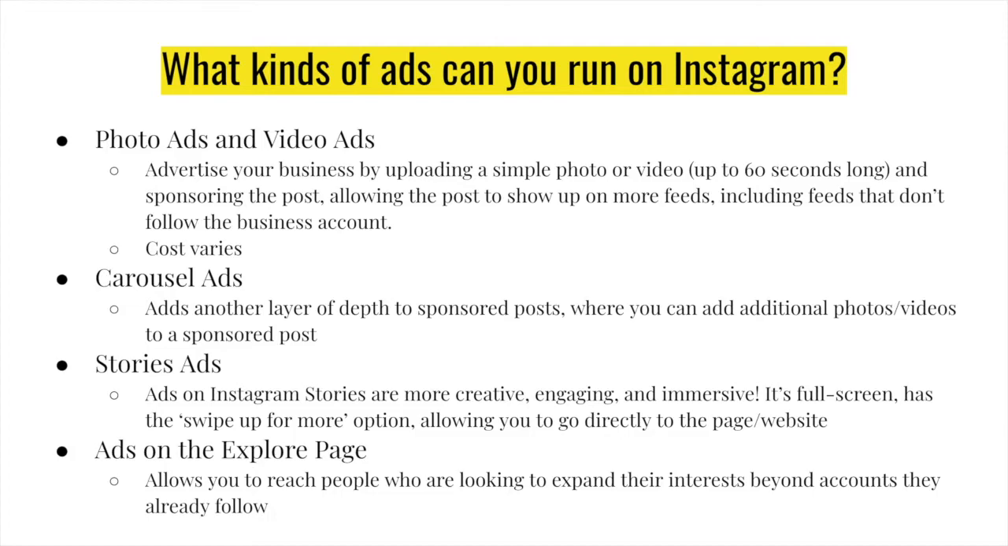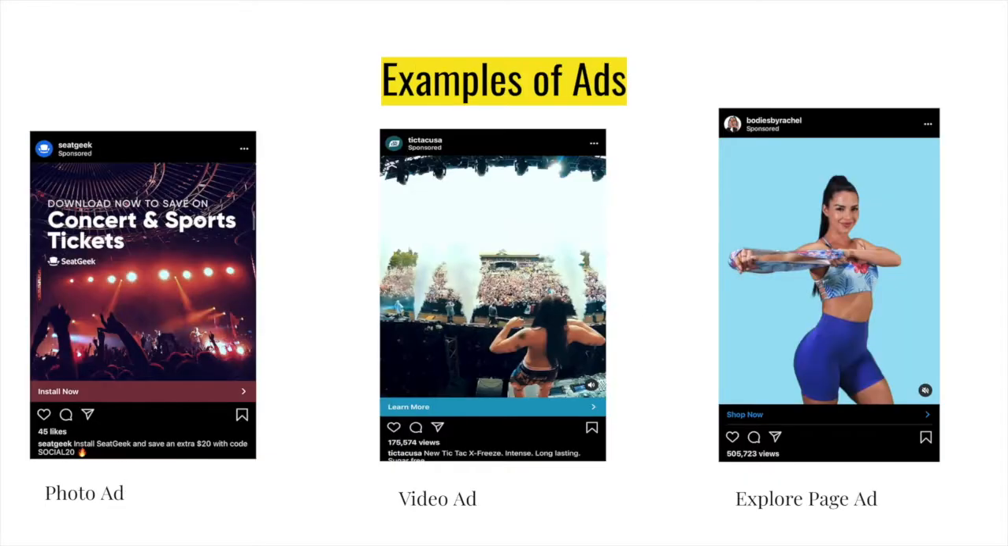As for carousel ads, it adds another layer of depth to sponsored posts where you can add additional photos and videos and you can scroll through them. As for your story ads, whenever you click on somebody's Instagram story, they're a lot more creative and engaging and a lot more immersive. It's a full screen advertisement and has the option to swipe up, allowing you to go directly to the page and website that the advertisement promotes. And as for the ads on the Explore page, it allows you to reach people who are looking to expand their interests beyond the accounts that they already follow.